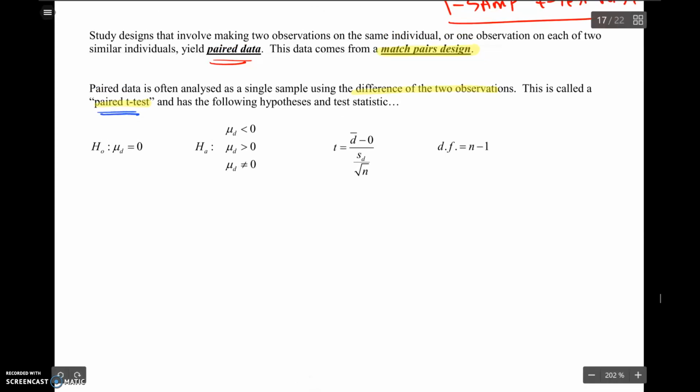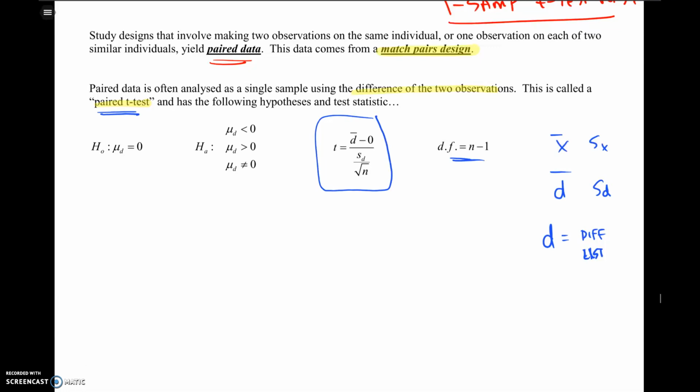So the null hypothesis is that the mean difference is equal to 0, against the alternative that it's greater than, less than, or not equal to. Your test statistic looks the same way. It's just that instead of x bar and s sub x, I'm putting in d bar and s sub d, where d is going to be the difference list. You'll see what I'm talking about when we do an example. And you've got n minus 1 degrees of freedom. As I said, it's basically a one-sample t-test on the difference list.